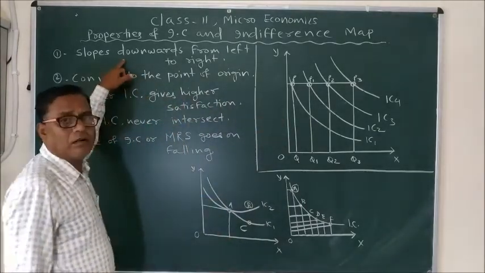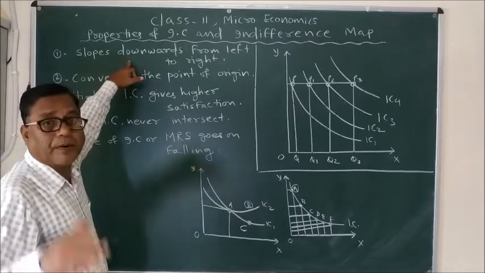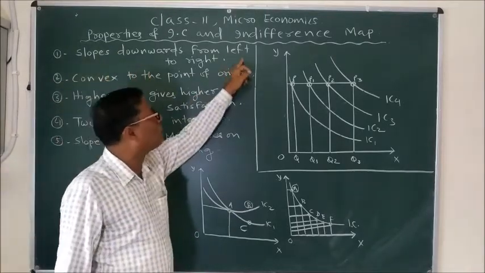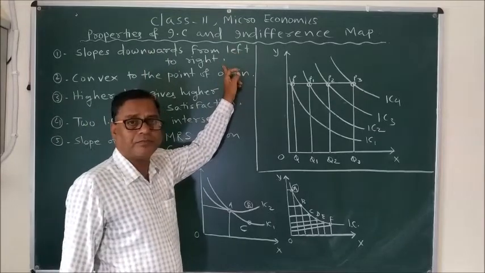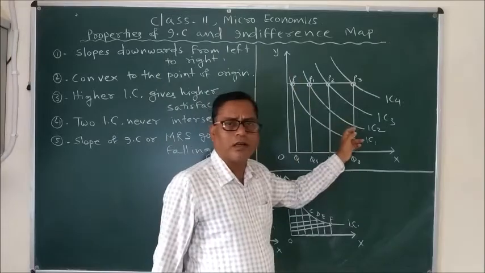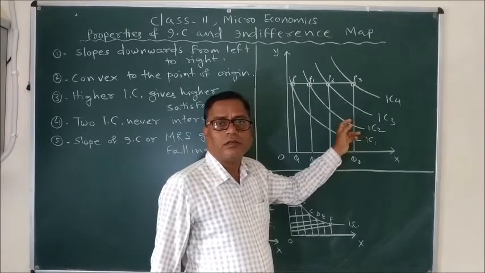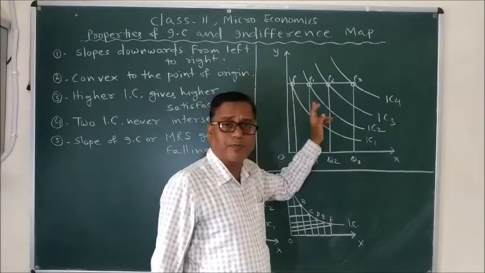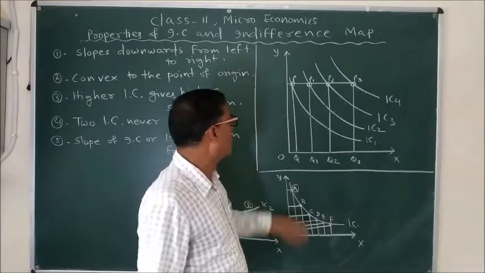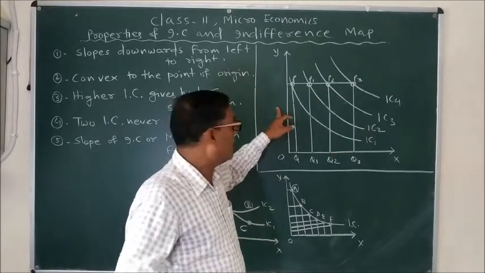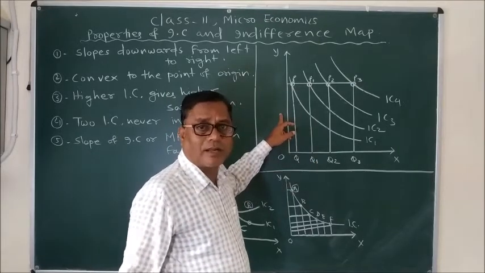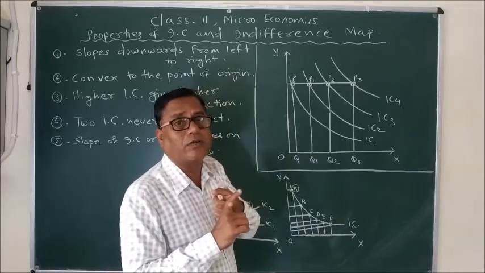Now come, we will discuss one by one the different properties of indifference curves. The first one: it slopes downward from left to right. So when does a curve slope downward? When a curve slopes downward from left to right, the inclination is called negative inclination. It means there is a negative relationship. X and Y are negatively related to each other.